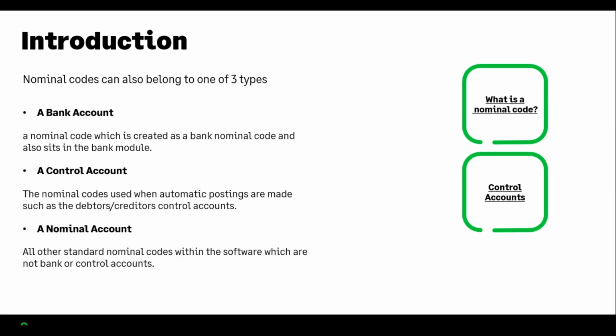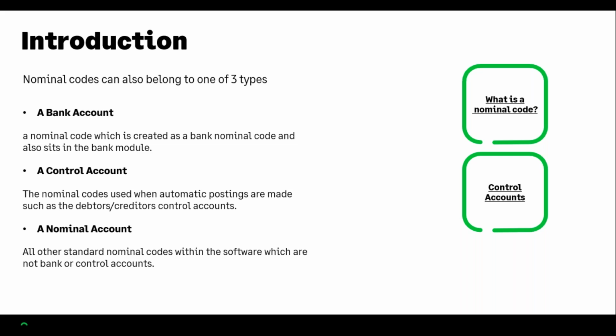We have a bank account, which is a nominal code created in the banking module as a bank nominal code, and it sits on that left-hand side under bank accounts. We have a controlled account, and the nominal code's used when automatic postings are made in the background. What I briefly mentioned before about the bank receipt, we're going to see a controlled account in action in the next slide, just to explain that in a bit further detail.